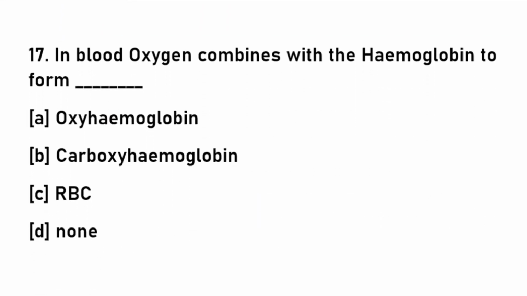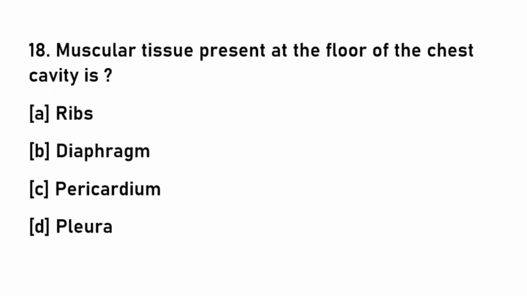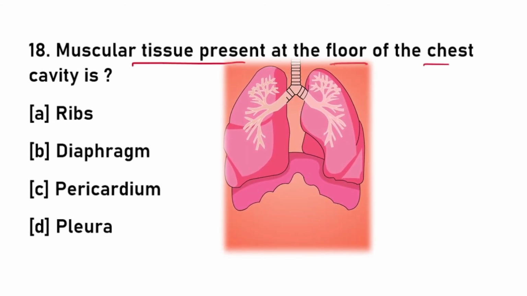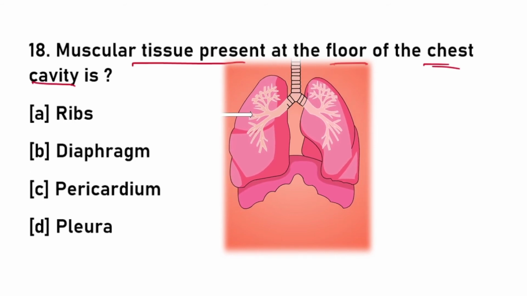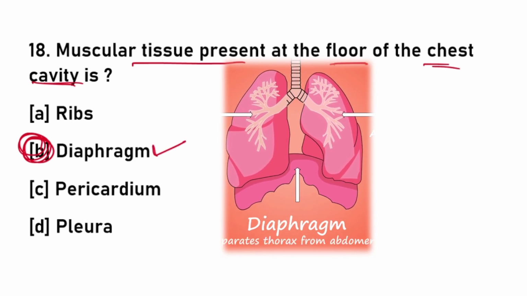17th question. In blood, oxygen combines with hemoglobin to form oxyhemoglobin. 18th question. The muscular tissue present at the floor of the chest cavity is called the diaphragm.